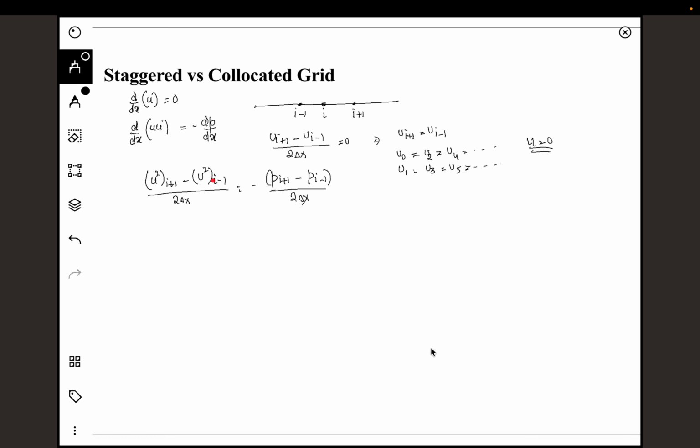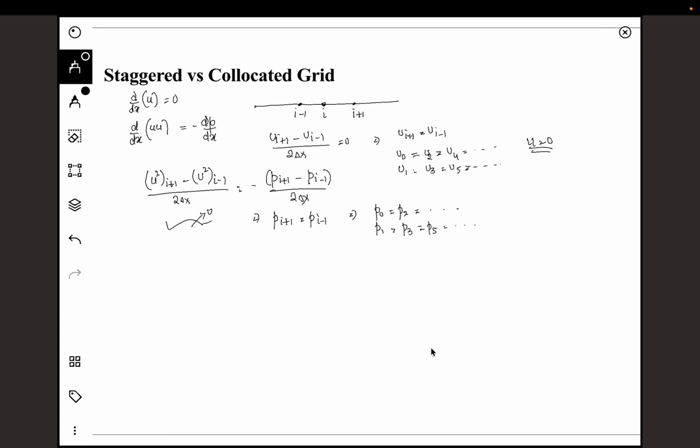We know that ui plus 1 and ui minus 1 are equal, so this term will go to 0. This means we will end up with pi plus 1 equals pi minus 1. So the same problem happens where p0 should be equal to p2. All the alternate terms will be equal to each other: p1 will be equal to p3 equals p5 and so on.